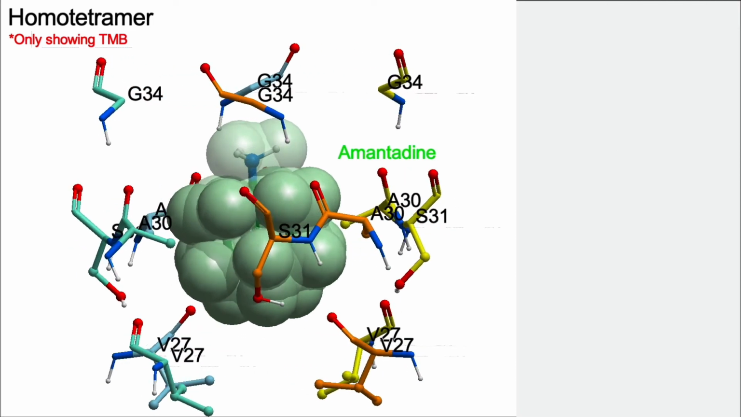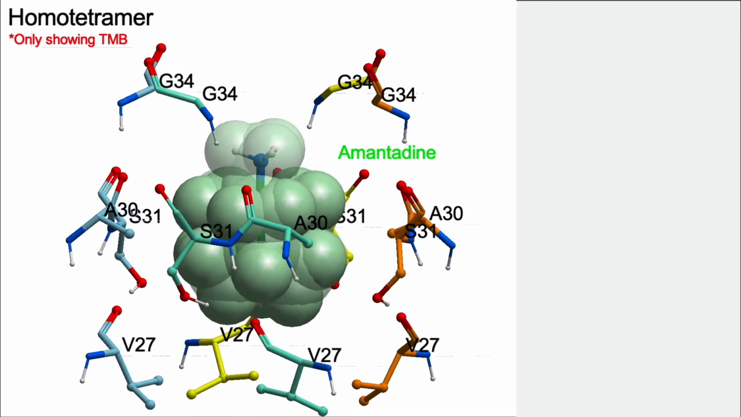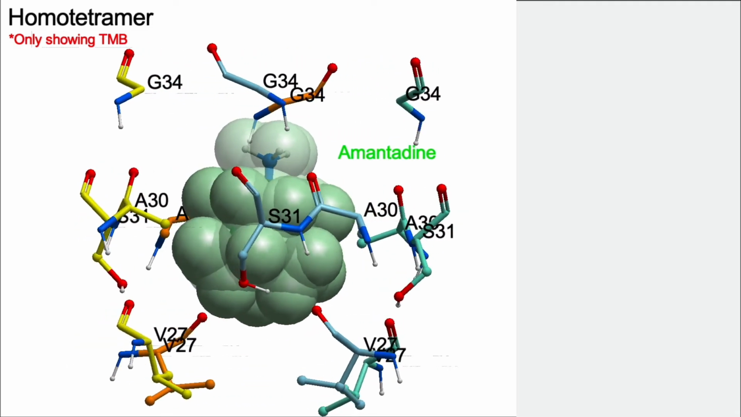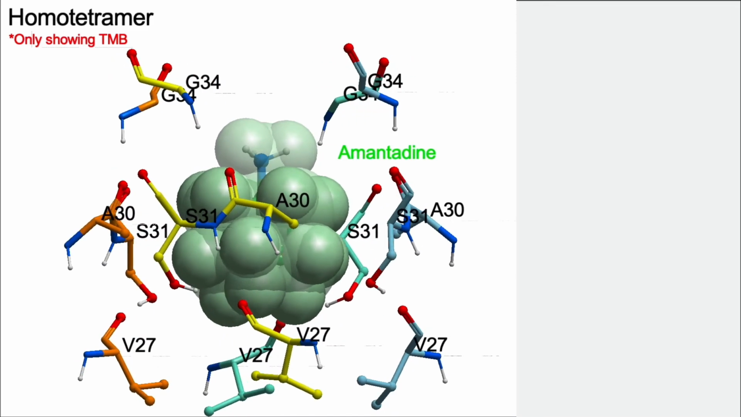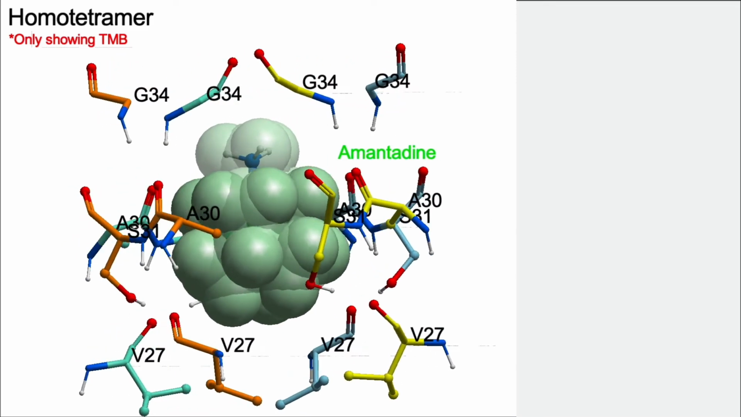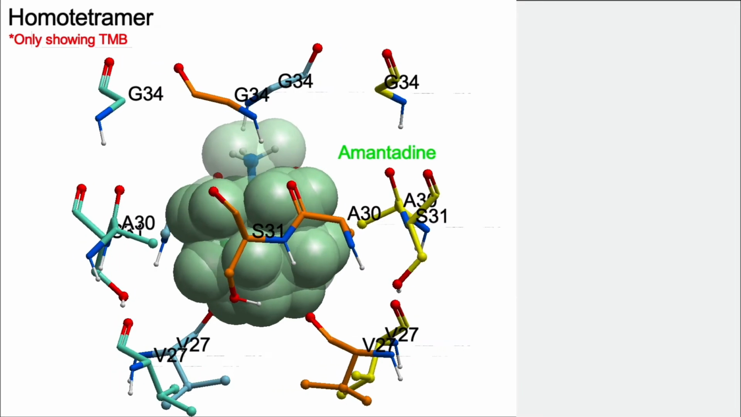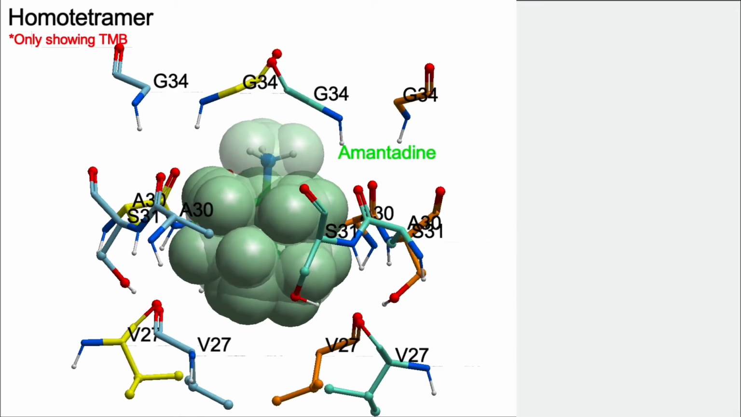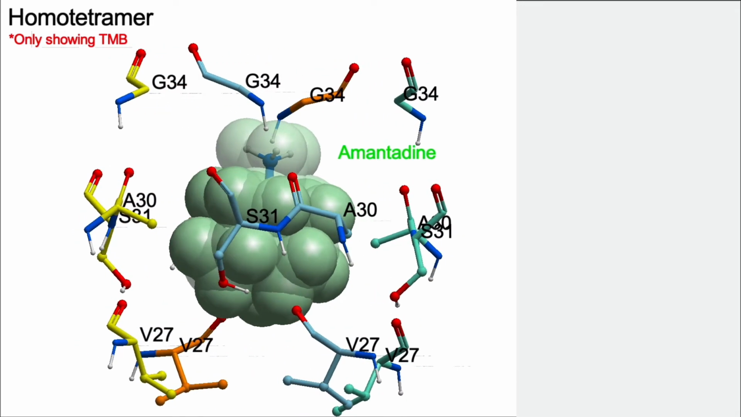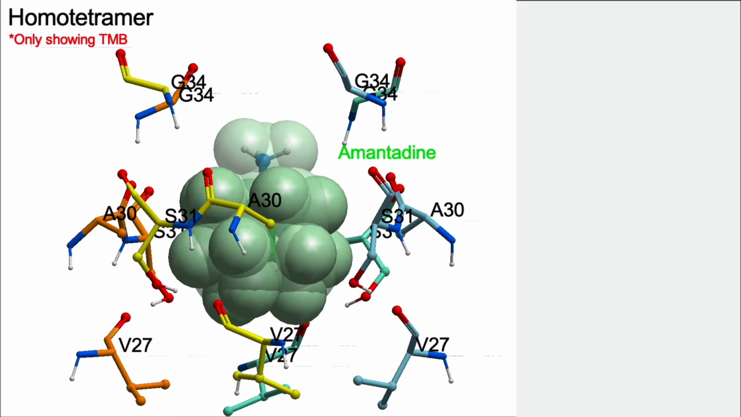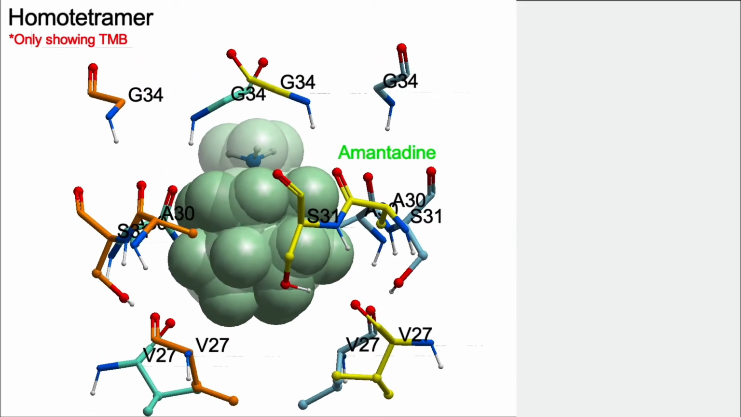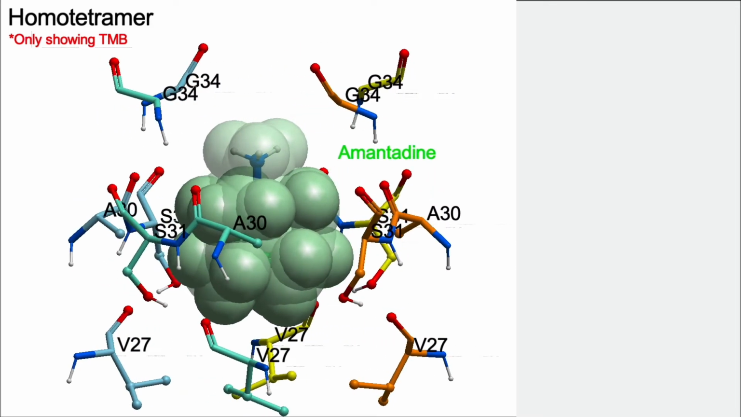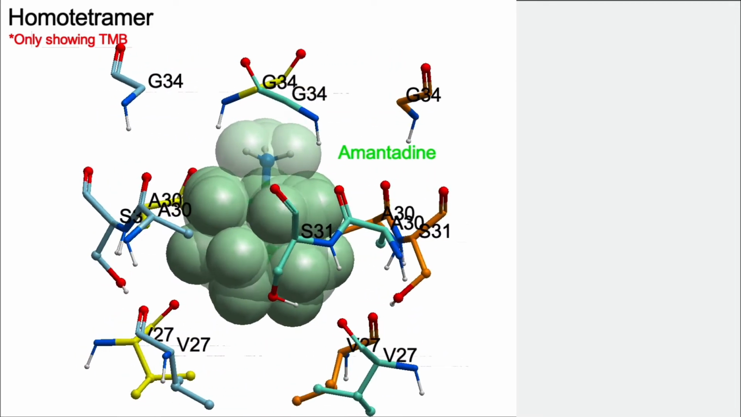It has important interactions with valine 27, alanine 30, serine 31, and glycine 34. These key residues can be mutated in naturally occurring resistant strains. For instance, the F31N mutation is predominant among the resistant strains, and the V27A mutation is also popular to confer amantadine resistance to the M2 channel of influenza A virus.